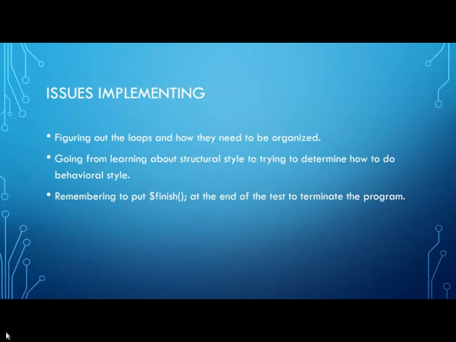As for issues implementing, my issues were mostly trying to figure out the loops, what needs to be done, and how they need to be organized correctly. Honestly, going from structural to behavioral is a little different and confusing, so I didn't really know how to go about doing the behavioral style. That's where I had some issues. Also, I had to remember to put the finish in the loop so that it knows when to stop.